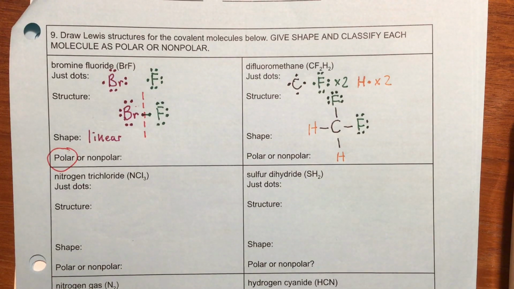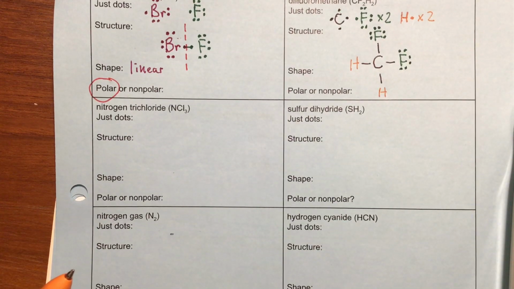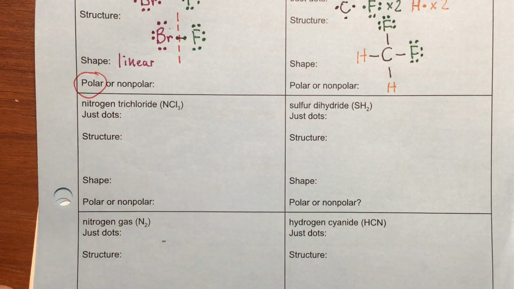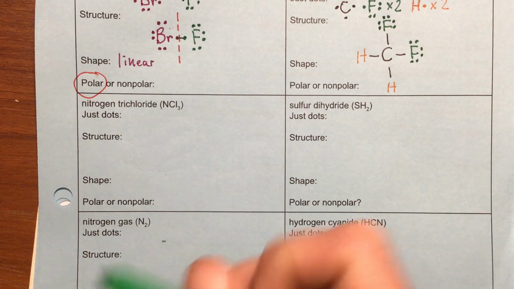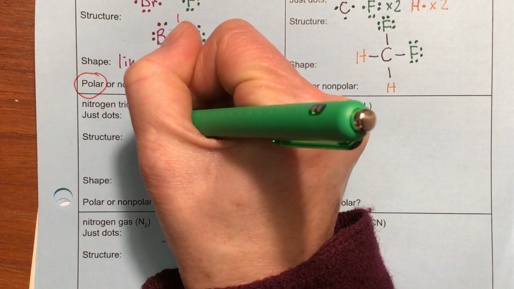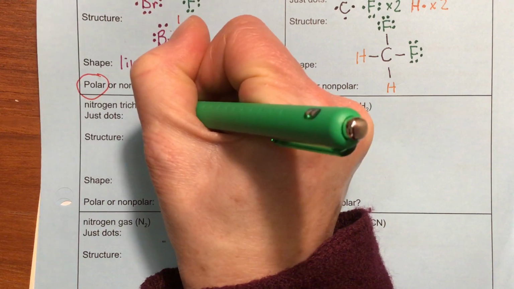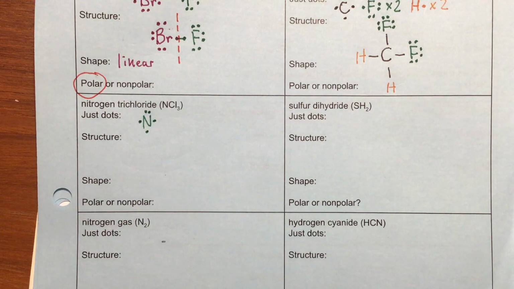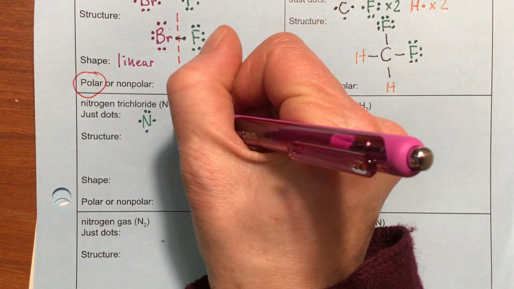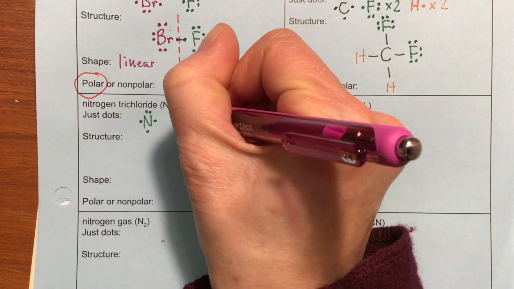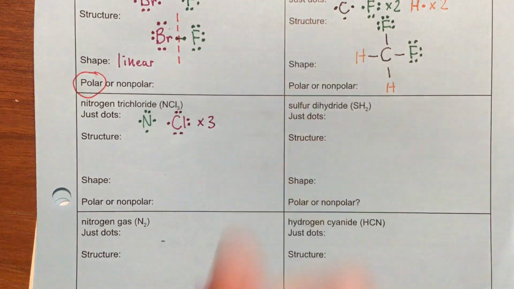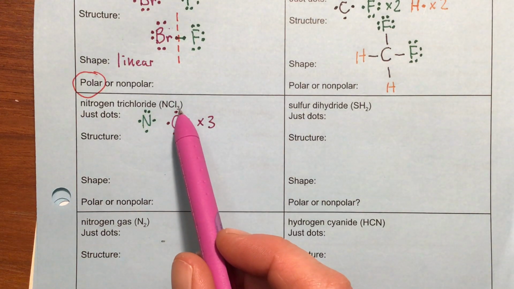Okay, next thing, nitrogen trichloride, sorry, right here. How would I do that one? So start out drawing my dots, just like I did before. I'm going to draw nitrogen with 5 dots, 1 pair plus 3 singles, and my chlorines are going to have 7 dots each right here. And I'm going to put it times 3 since I have 3 of those chlorines.